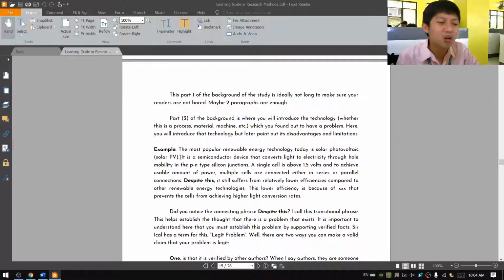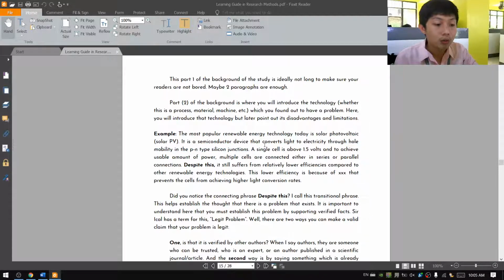Obviously, it is a semiconductor device that converts light to electricity. Look, if this is the only sentence that you're going to put, does it sound like you know the topic well? Clearly you don't, because you only describe what it does. You did not explain how it does the conversion of light to electricity. That is why I put here another description. So how does a semiconductor device such as solar photovoltaic convert light to electricity? It is through hole mobility in the p-n-type silicon junctions.